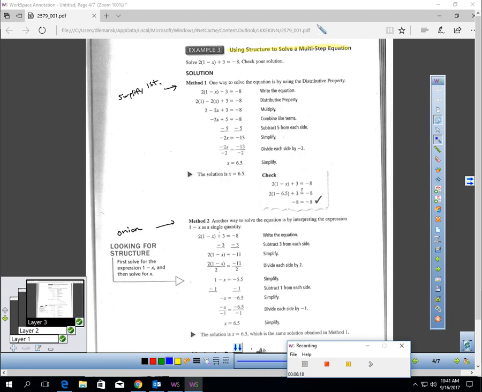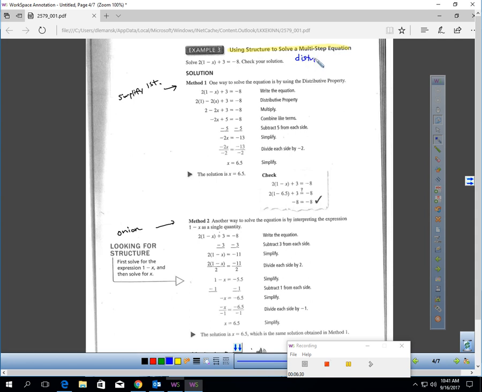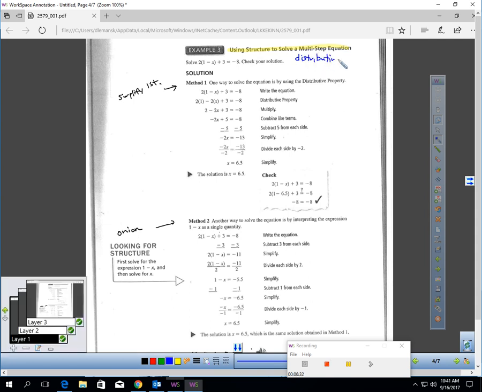This next heading is called Using Structure to Solve a Multi-Step Equation. When it says using structure, I guess I'd be more specific. This involves the distributive property. When you have the distributive property, you normally have two options to solve the problem. We will walk through each right now.